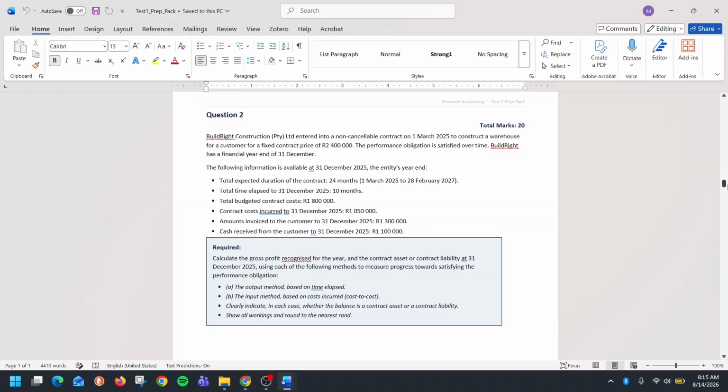So the output method, firstly, recognizes the revenue over time by directly measuring the value of goods or services transferred to a customer compared to the total promised under the contract. Progress is tracked using direct results like units delivered, milestones reached, or surveys of work completed, rather than internal cost. What do we mean by this? We need to see which milestones you have hit. How many units have you delivered to us? How much time has elapsed? In this case, hence why we are speaking about the time elapsed.